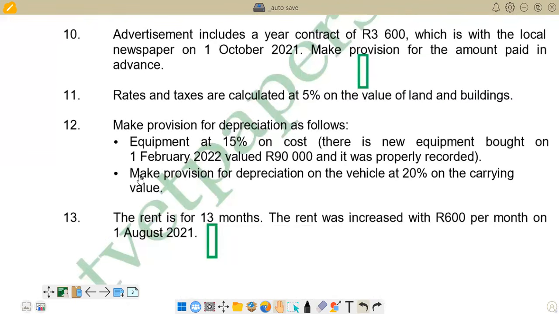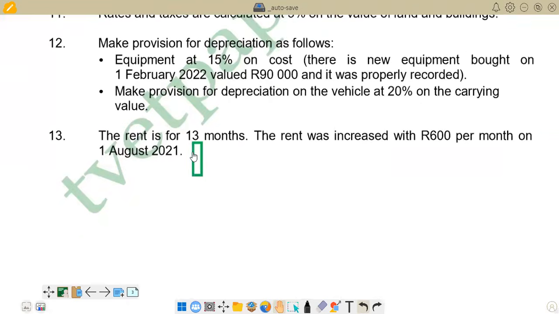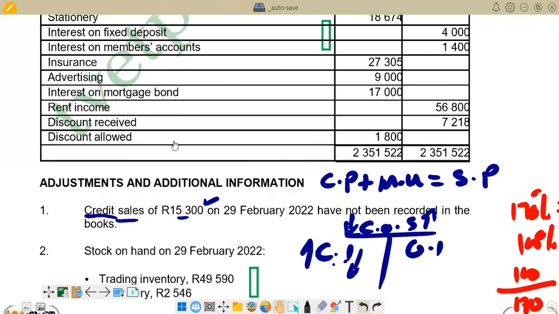If you go to 13 now, we see there is issue of rent. Rent is for 13 months. The rent was increased with 600 per month on 1 August 2021. So let's just take the figure that we are given there. In the list of balances, rent income is this one, 56,800. So we take it there.